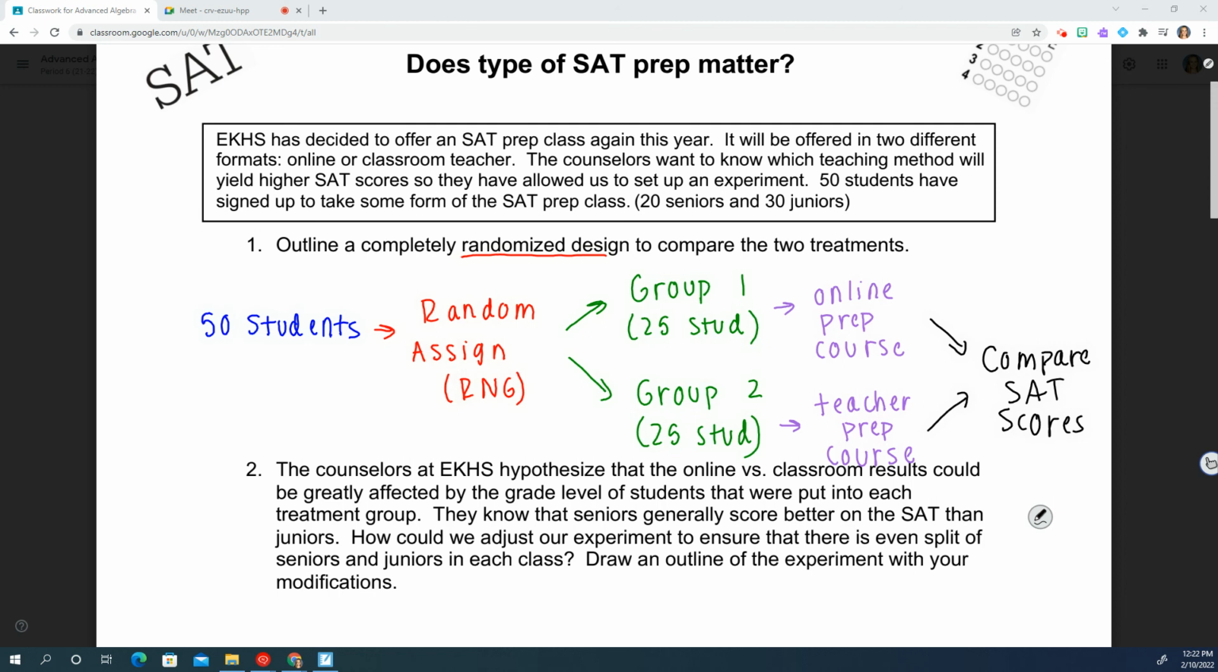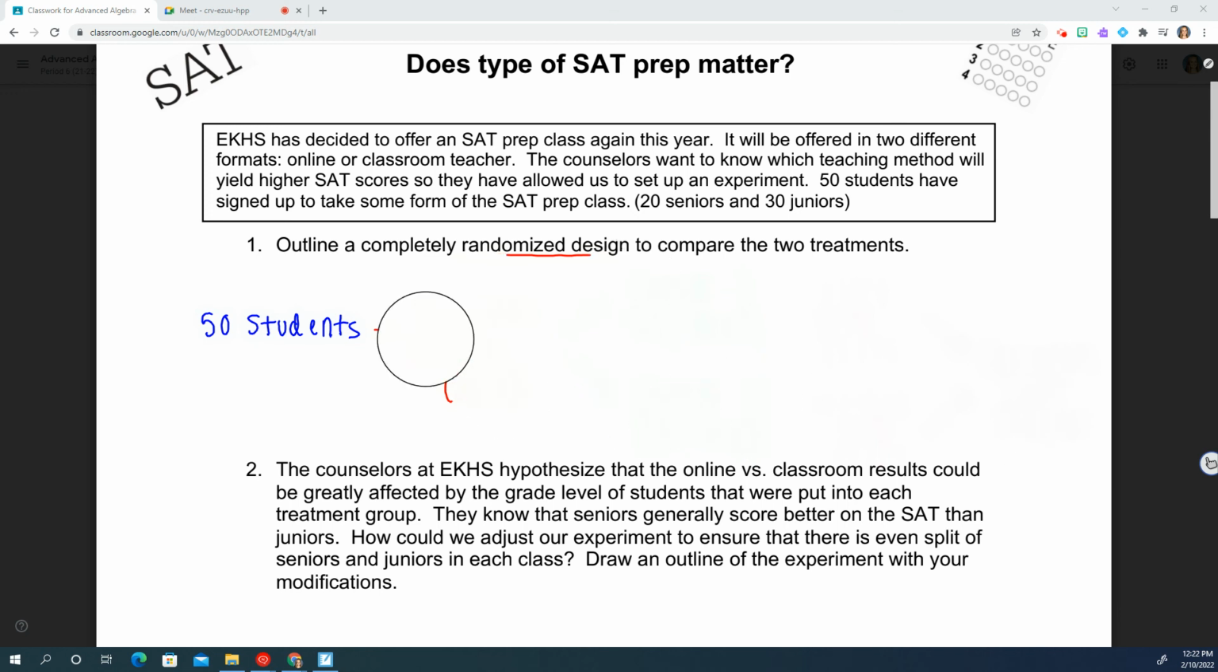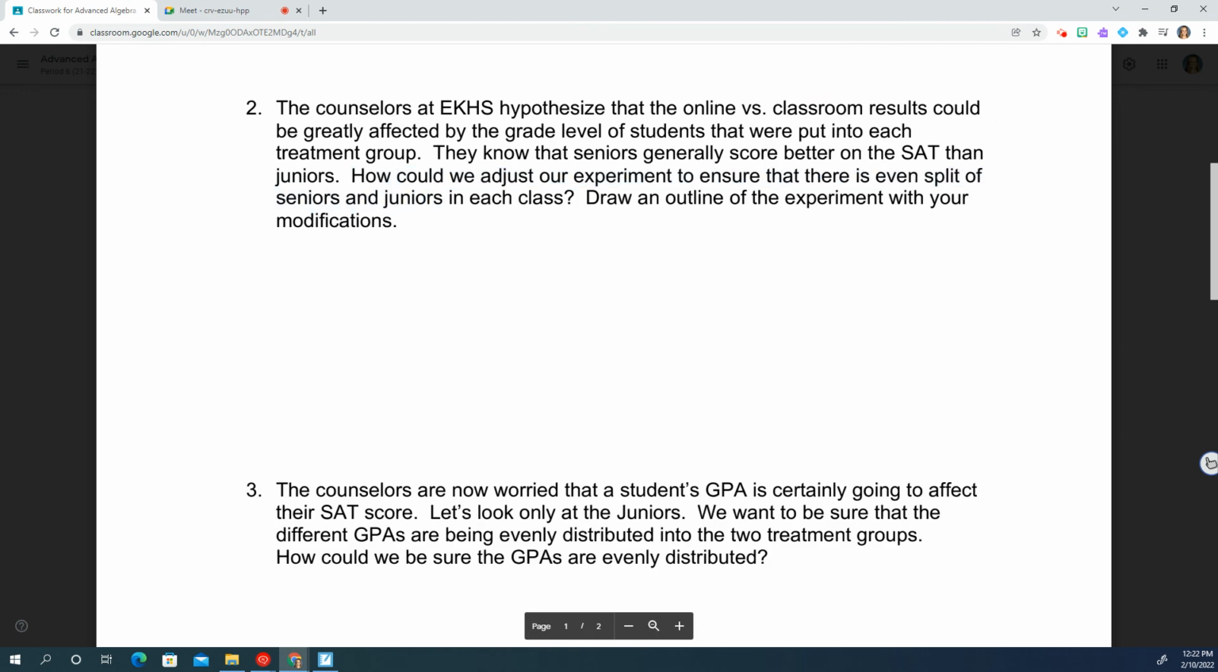All right, so basically here we're going to block them off before we assign the groups. We hypothesize that there is a difference between the juniors and seniors, so that's how we're going to block them off so that we can compare the results within those groups and all together. So this one right here, we're going to do a block design.